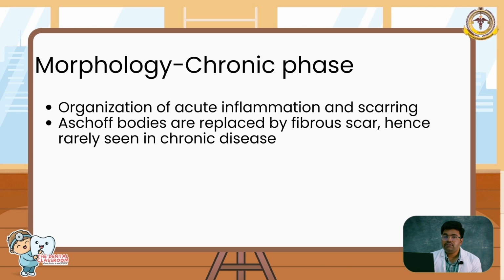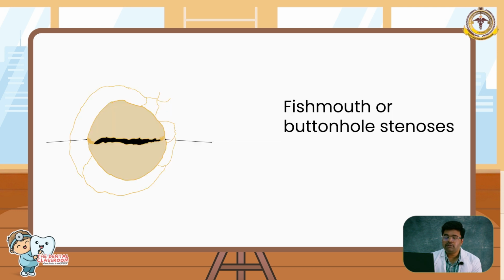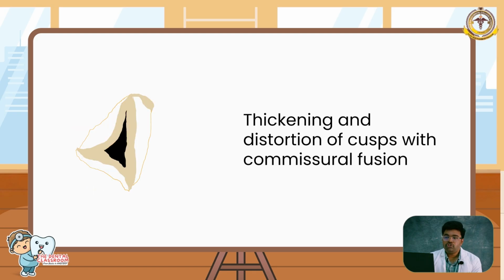In chronic cases, since it's healed by fibrosis, this is a picture of the mitral valve. You can see fibrous deposition and destruction of the valve leaflets with commissural fusion along the line of closure. This characteristic appearance is called fish mouth appearance or buttonhole stenosis. This is a picture of an aortic valve where you can see thickening and distortion of cusps with commissural fusion.